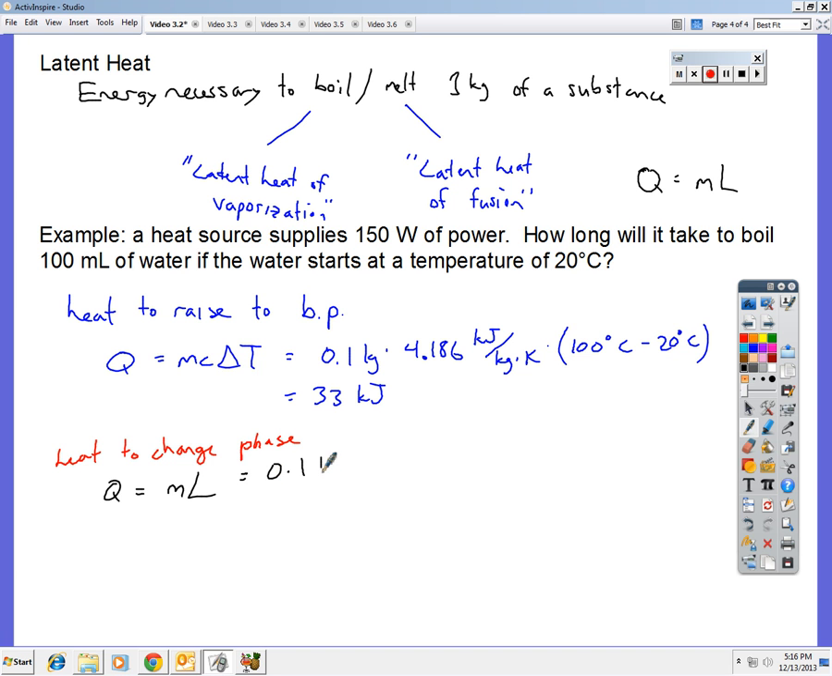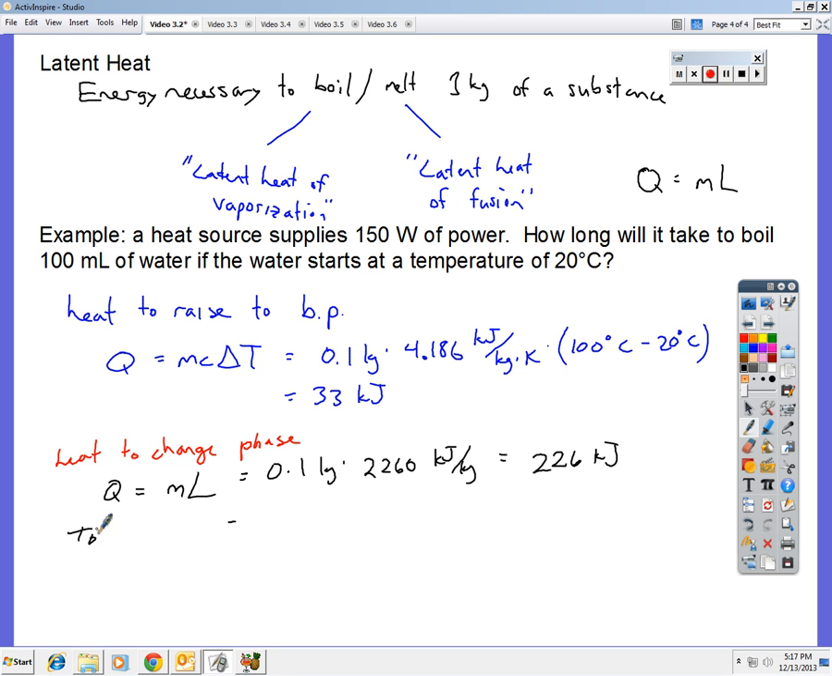And that works out to be 0.1 kilograms. And then we need to look up the latent heat of water, which you can do in your textbook, or you can Google it. If you need it on a test, you'll be told what it is. But the latent heat of water is 2,260 kilojoules per kilogram. And that means that the amount of heat it takes to boil this, once it's been raised to 100 degrees Celsius, is a further 226 kilojoules. In other words, about 8 times as much energy as you needed to heat the water.